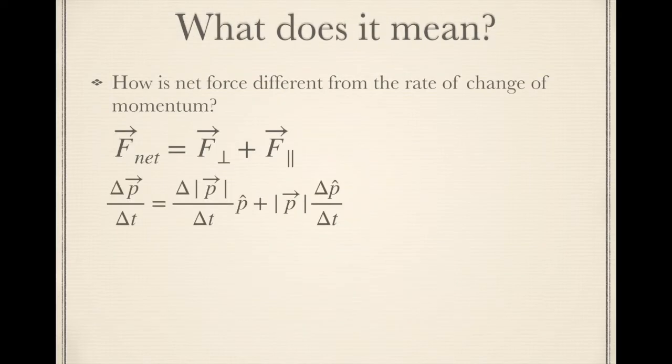So here are some follow-up questions. What does it mean? How is net force different from the rate of change in momentum and its components? Well, essentially, net force is what causes the change in momentum. Numerically, they are the same. However, the net force causes an acceleration, which is a change in velocity, and therefore causes a change in momentum. So, net force is equal to the rate of change in momentum, but they are not the same thing.